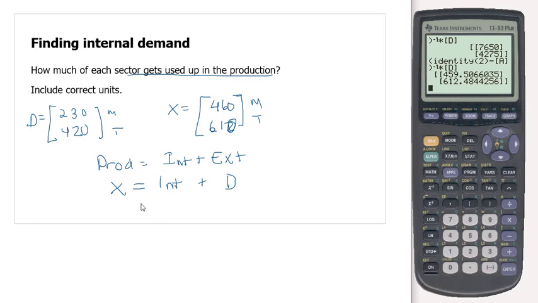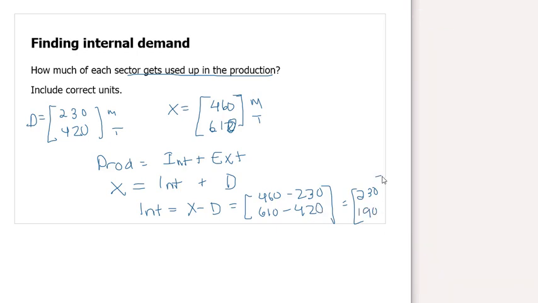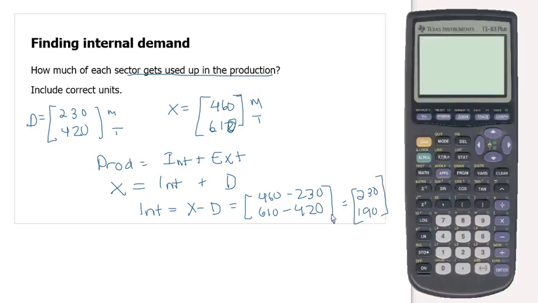So in order to find this internal demand, all we need to do is take that X minus that D. If I take this 460 and subtract off that 230, that's going to be 230. And if I take the 610 and subtract off the 420, I get 190 million. So the internal demand for manufacturing is $230 million, and the internal demand for transportation is $190 million.